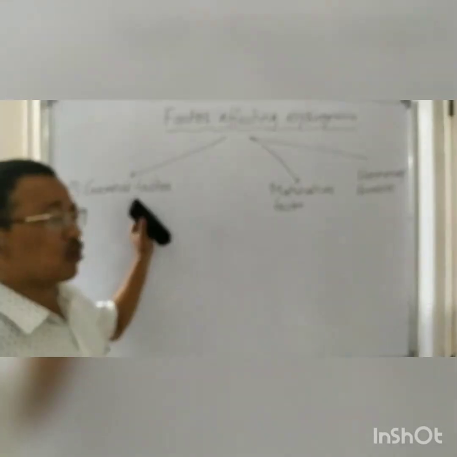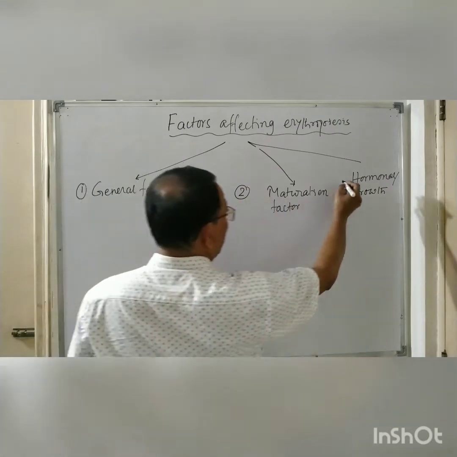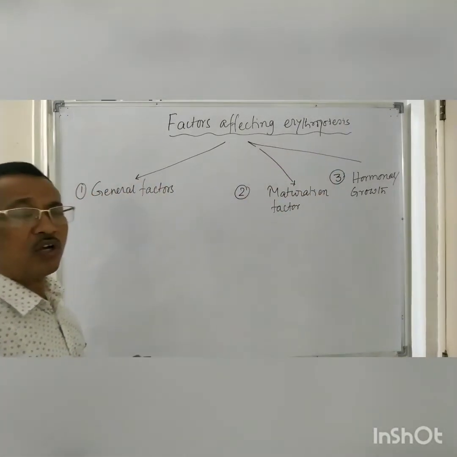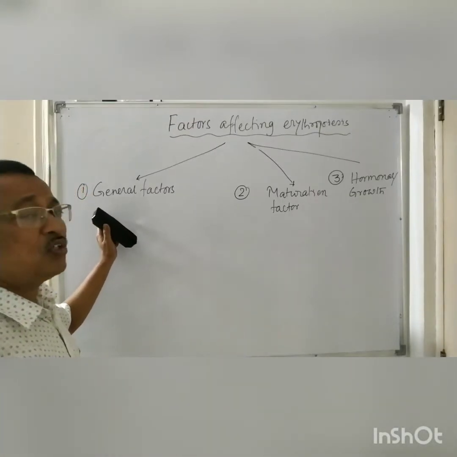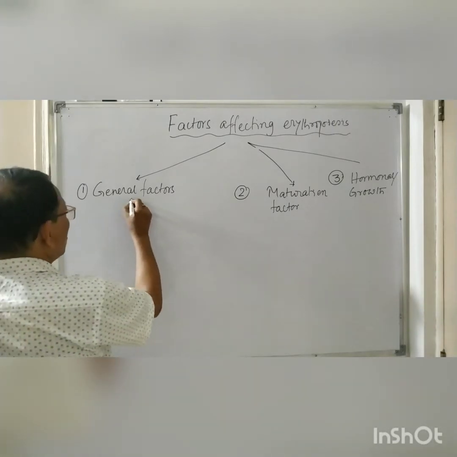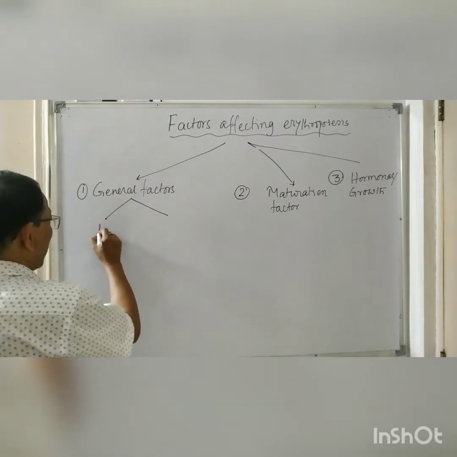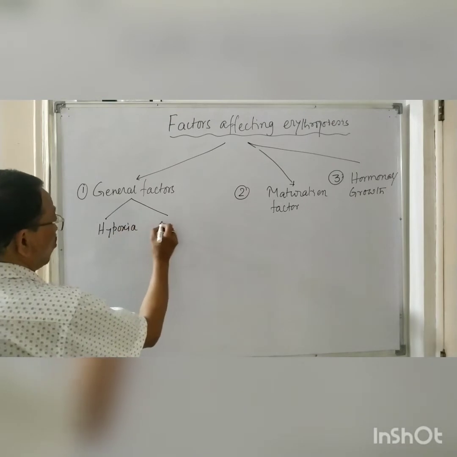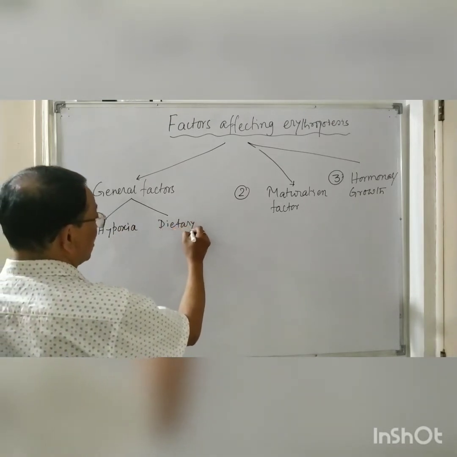So there are three categories of factors which can alter the rate of erythropoiesis. First I will talk about the general factors, second the maturation factors, and third the hormonal or growth factors. So let us see what are the general factors. General factors include two types of components. One is known as hypoxia and second one is known as the dietary factor.